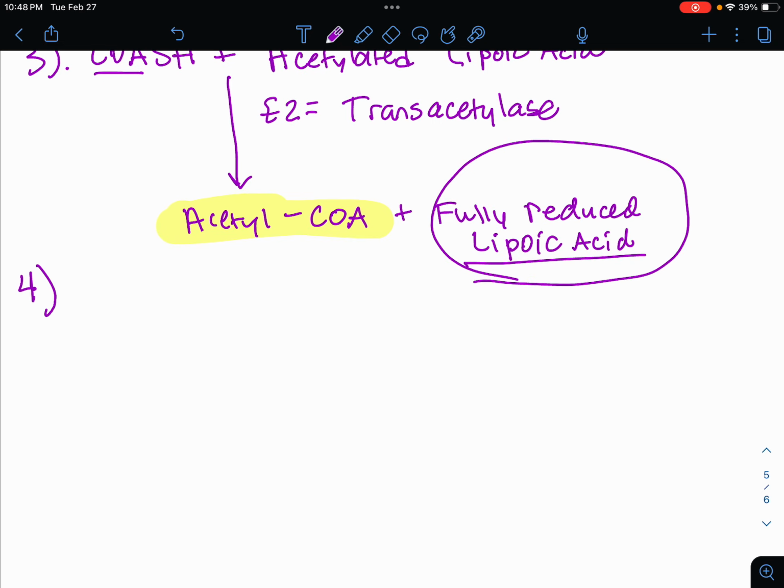Alright, step 4. So step 4, we're going to take our fully reduced lipoic acid and we're going to take FAD. It's another one of our coenzymes, and this is going to be worked on by our third enzyme. The third enzyme in the PDH complex will be our dihydrolipoyl dehydrogenase. So it's another dehydrogenase step.